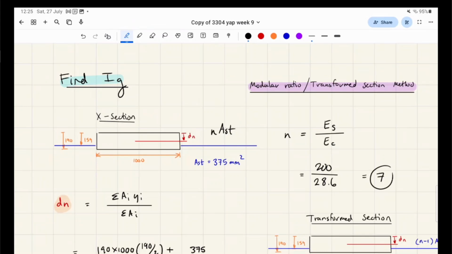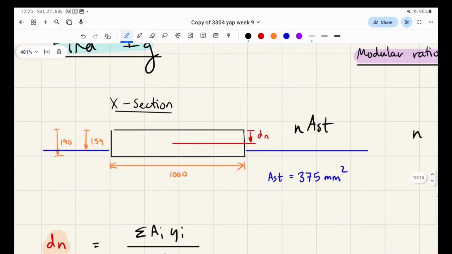So that's what we have to do, right? However, sorry, I'm going to redraw that steel there. We actually have to plug the steel back in. So it's easy to imagine it as holes, right? Before, these holes were filled with steel. But with the transformed section method, we actually plug them in with concrete.